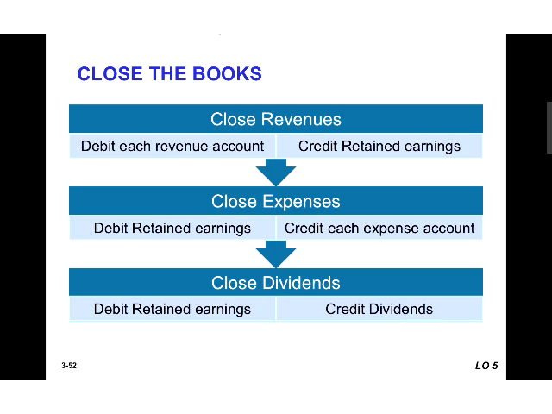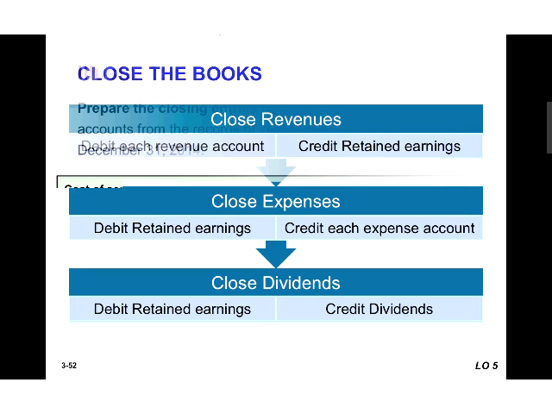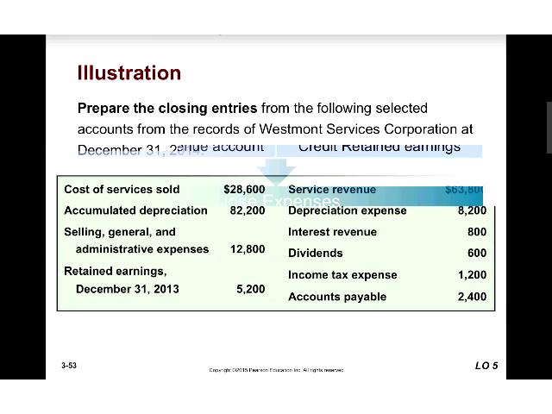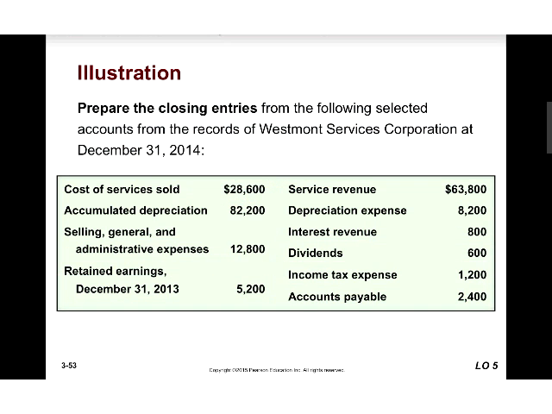And what I'm going to do right now is I'm going to go through an example. So I have an illustration here. It's in the PowerPoint, so if you don't have the PowerPoints downloaded, you can grab the PowerPoints, but this whole example is in the PowerPoint. So we have a list of account balances from Westmont Services Corporation at December 31st. So here's all their balances that were given to us, and they're in no particular order, nor do we need every balance. What we're going to do is we're going to do the 3 closing entries. We're going to do the revenues, the expenses, and the dividends with the same data.